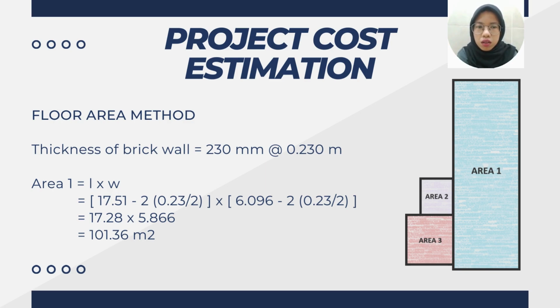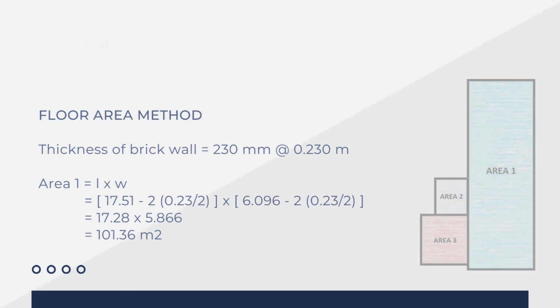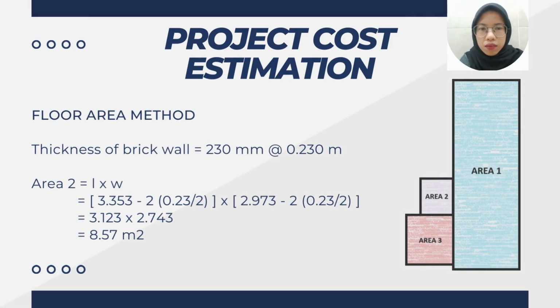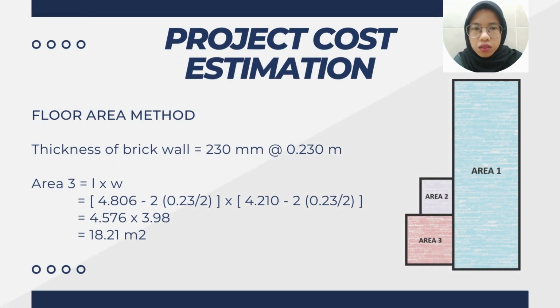We use area equals length times width, and we got the area for the first one as 101.36. The area for the second is 8.57 meter square. The area for the third one is 18.21 meter square.